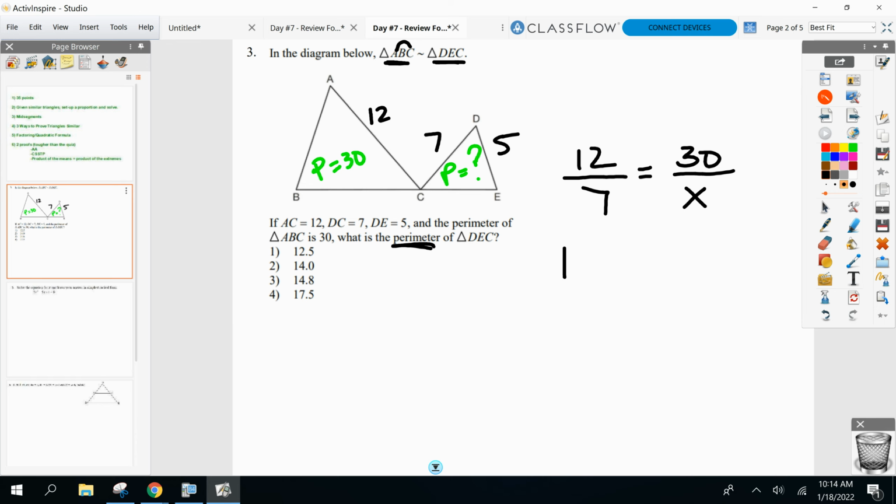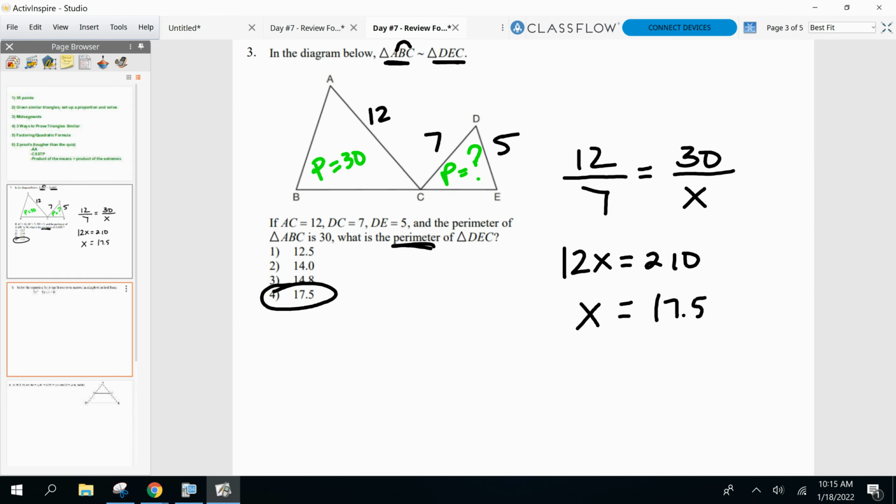So go ahead, cross multiply, 12x equals 210. Divide both sides by 12. Perimeter of the smaller one ends up being 17.5. Any questions?